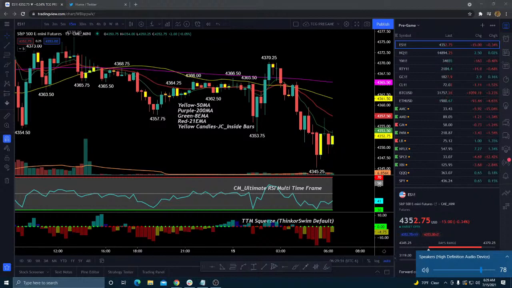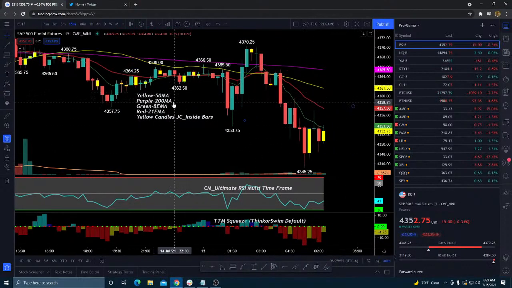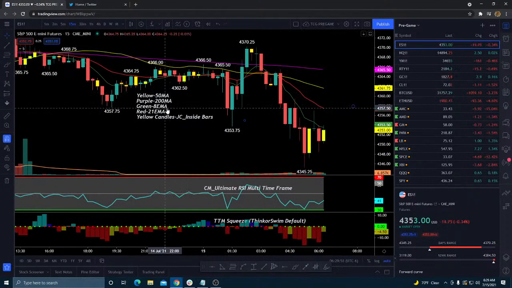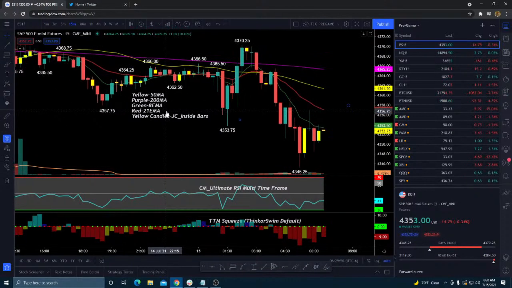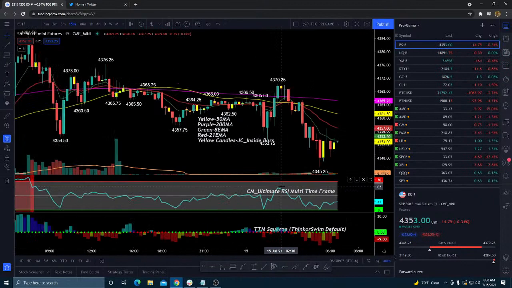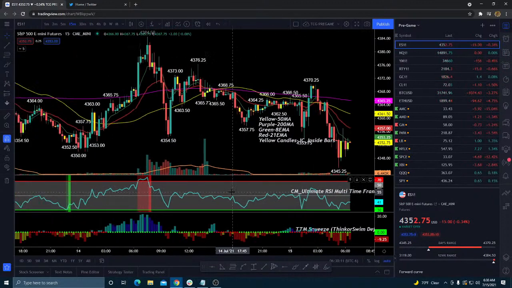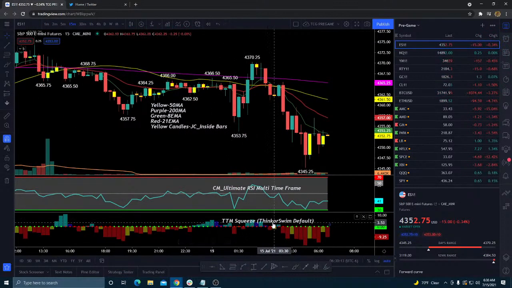One more minute. If you're interested in my chart setup, it's on the screen now. Yellow and purple are the 50 and 200 simple moving average. The green and red is the 8 and 21 exponential moving average. And the yellow candles are my inside bars. CM Ultimate RSI multi-time frame is a fancy RSI. I like the colors. Red is overbought. Green is oversold. TTM squeeze thinkorswim default is in this bottom panel.